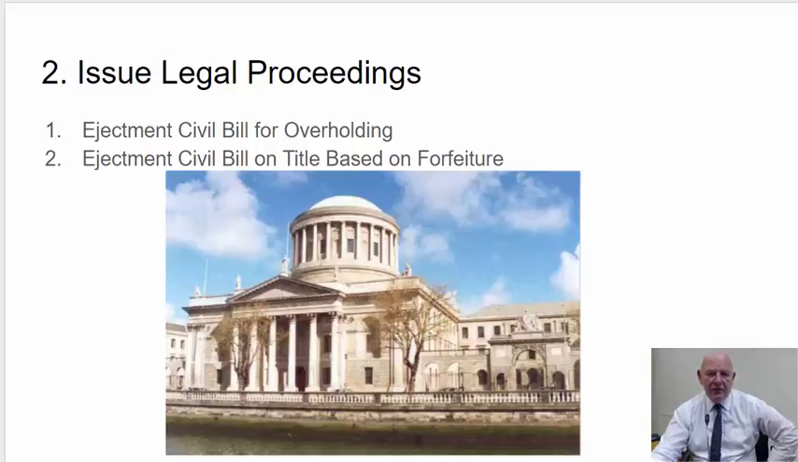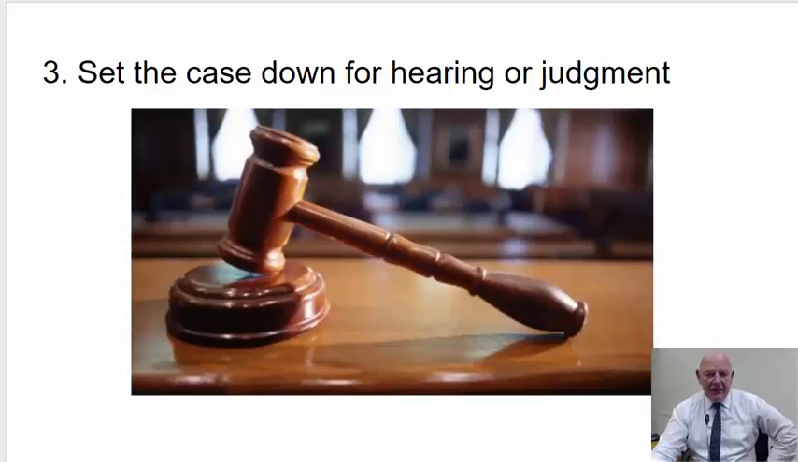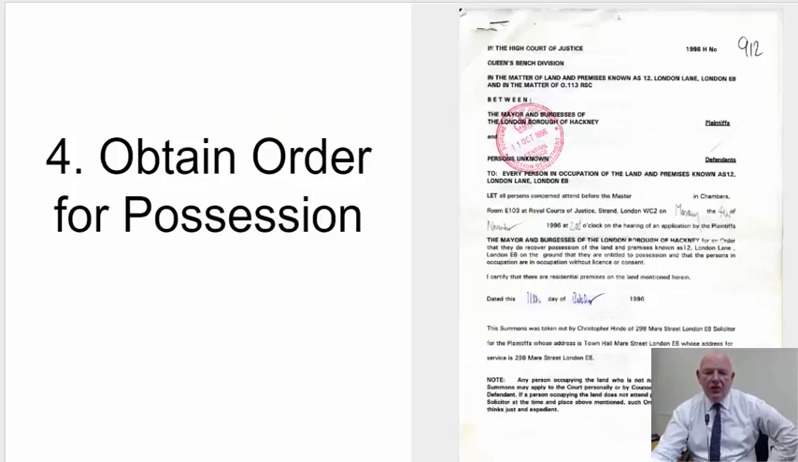So you issue legal proceedings, then the tenant enters an appearance and defence, and the case is set down for hearing. Or if they don't enter an appearance or defence, you bring a notice of motion for judgment in default of appearance or defence. Once you've got a judgment in default, or you've won the hearing, you get an order for possession.